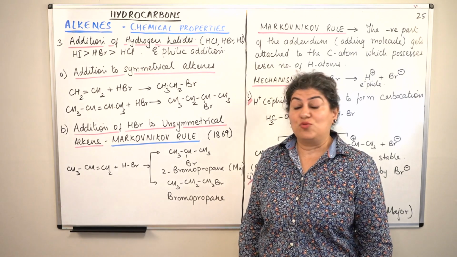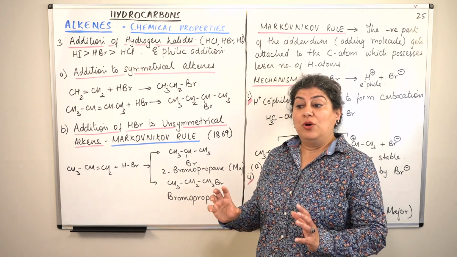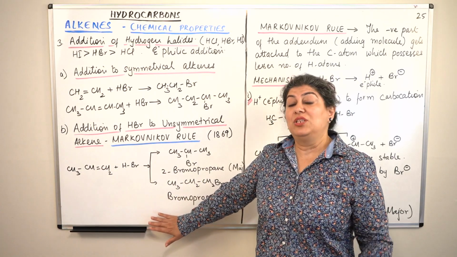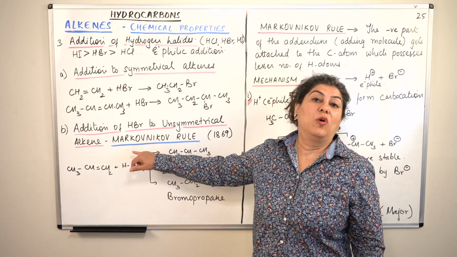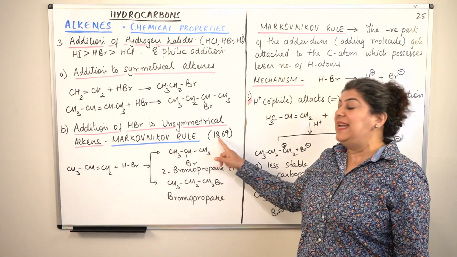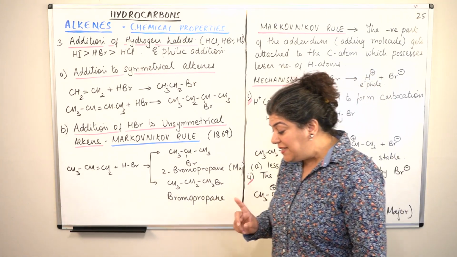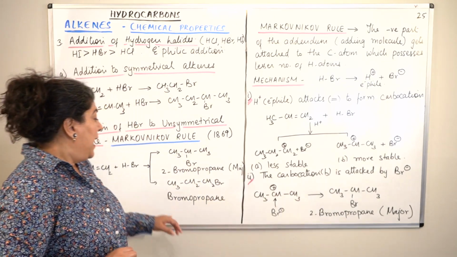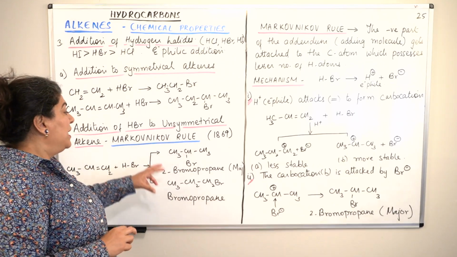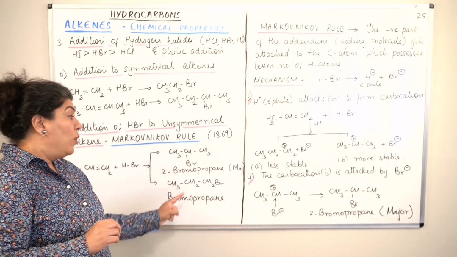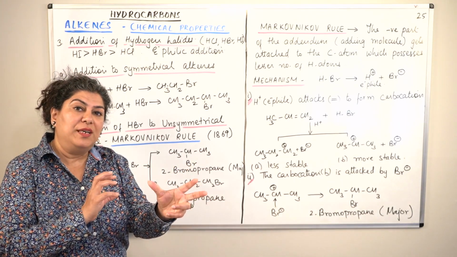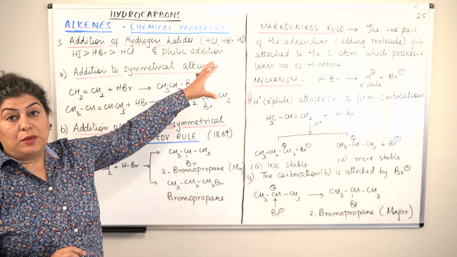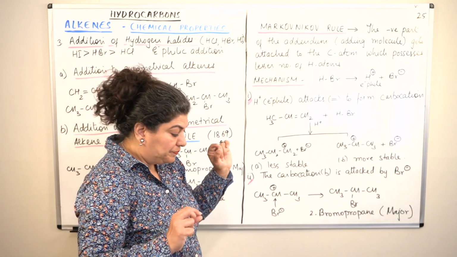How do we explain this? Why is one product being preferred over the other? This was explained by a scientist called Markovnikov, and he explained this in 1869. In the year 1869, he gave a rule which was known as the Markovnikov rule. He gave this rule to explain why one of the products in an unsymmetrical alkene is favored and the other one is not. So what was the Markovnikov rule? Let us read the statement.